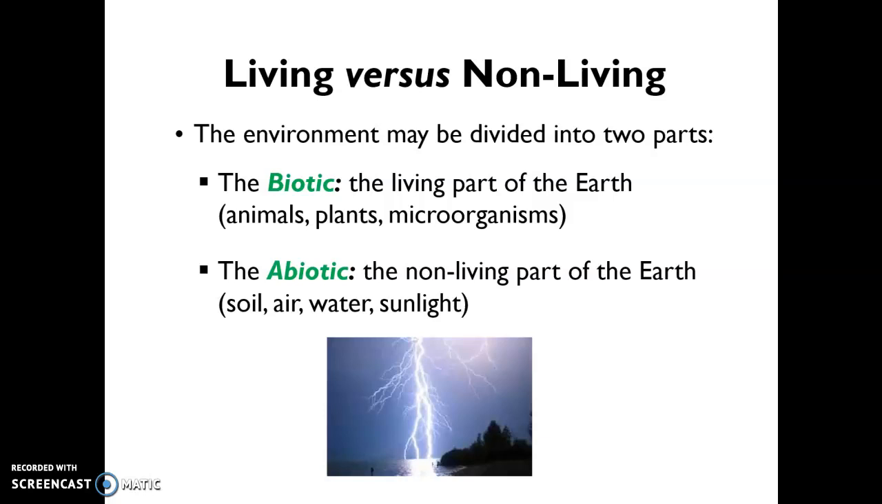The abiotic portion is the non-living portion of the earth. That includes such things as soil, air, water, and sunlight. Please pause for a moment and see if you can think of additional things other than soil, air, water, and sunlight, which constitute part of the abiotic or non-living part of the earth.